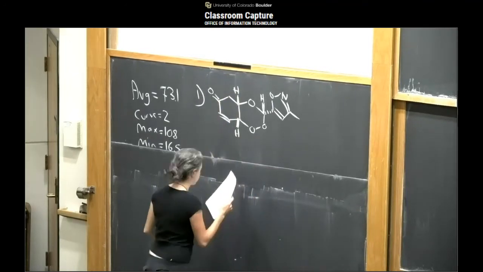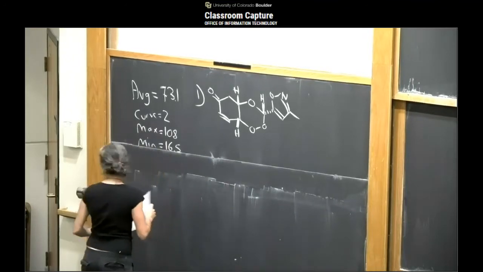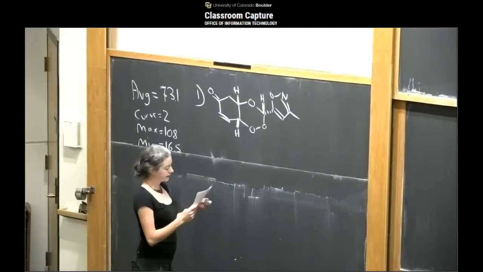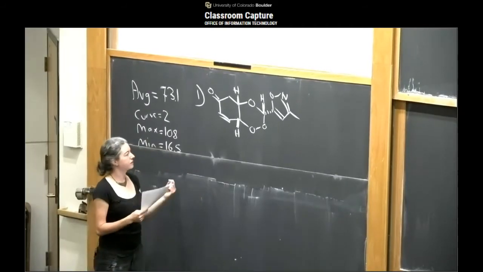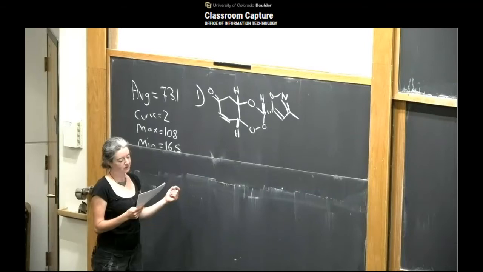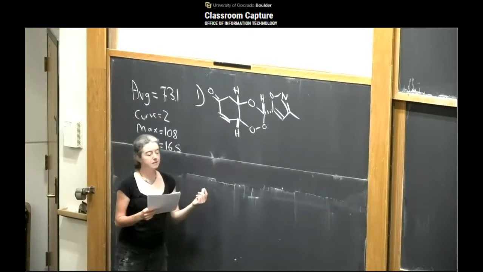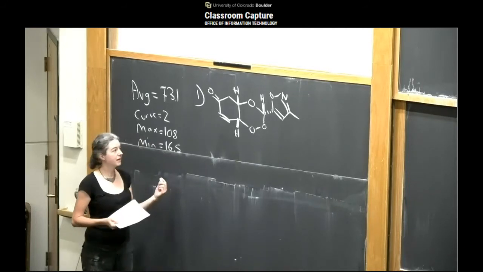Okay, so here's the compound we're looking at for problem number 1. It asks you to assign R and S to all the stereocenters, or to all the asymmetric carbons, draw the enantiomer, and then say how many diastereomers it has.